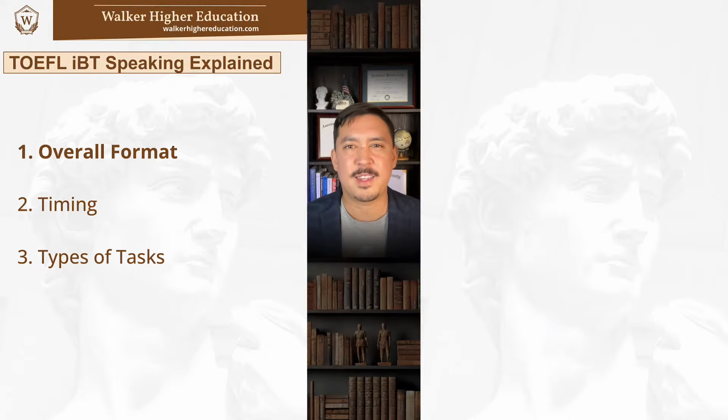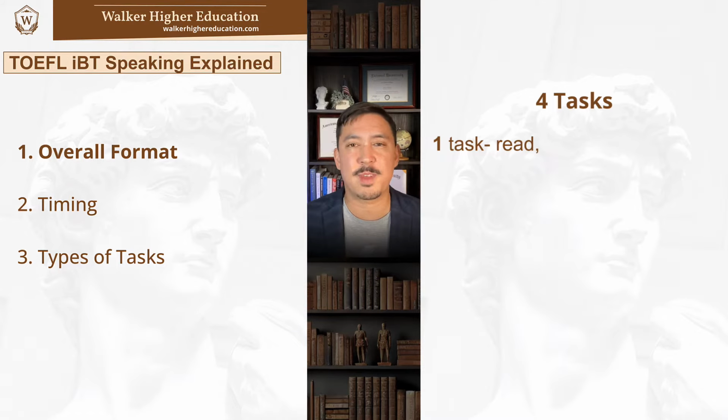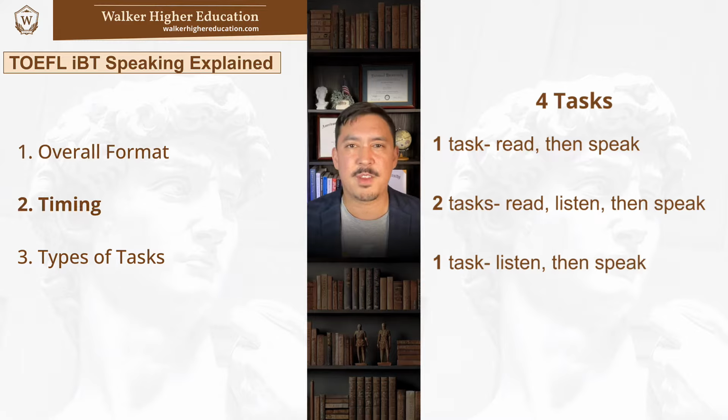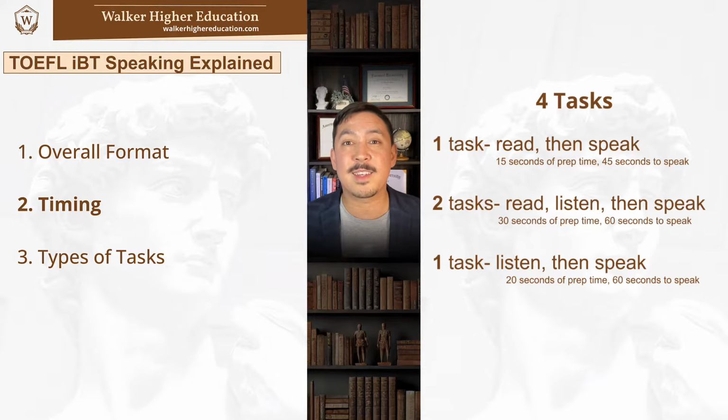The TOEFL iBT speaking section is divided up into 4 tasks. With the first task, you're only required to read some short instructions before speaking. With the following 2 tasks, you're required to read a short passage and then listen to an audio recording before speaking. With the last task, you're required to listen to an audio recording before speaking. The time you're given to prepare your response before speaking can vary between tasks.